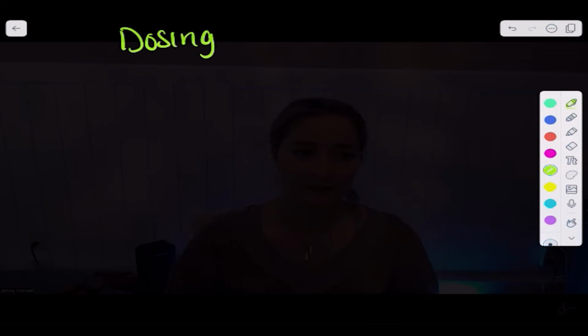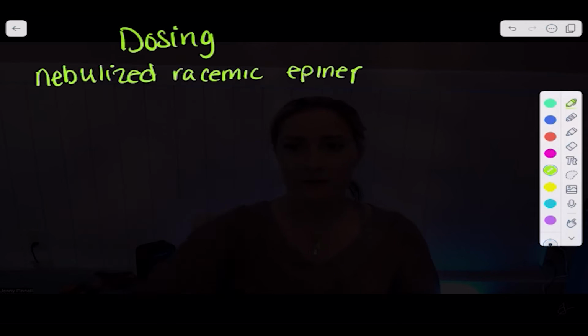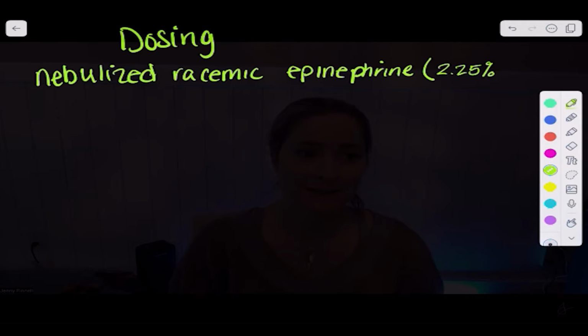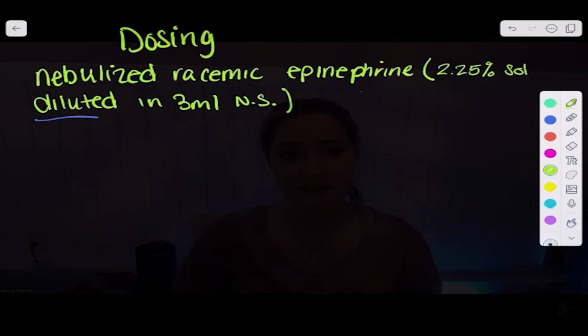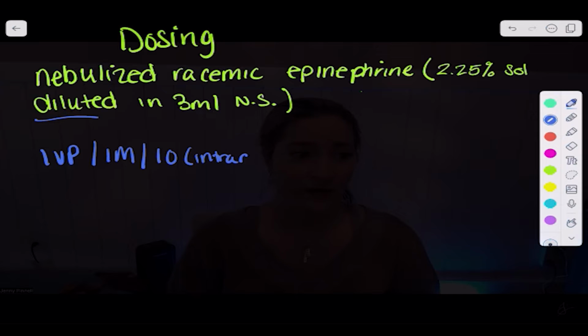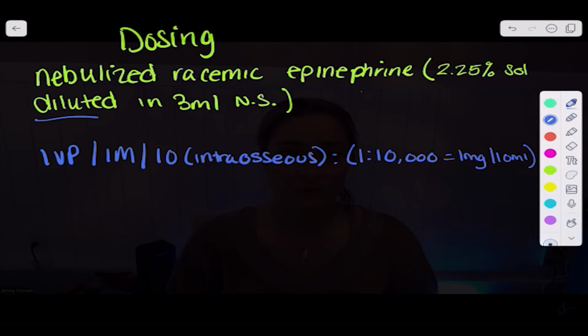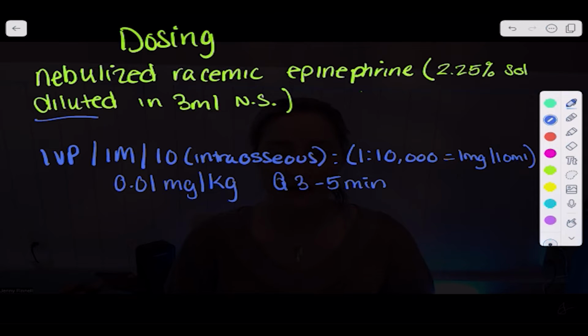All right, now into dosing. When you dose epinephrine, there are different modalities that you will be giving epinephrine. One is through a nebulized racemic epinephrine treatment. This comes in a 2.25% solution, which is diluted in 3 ml normal saline. You, again, can give this drug IV push, IM, or IO, which stands for interosseous. You typically see a 1 to 10,000 concentration, which is 1 milligram in 10 mLs. You give this drug at 0.01 milligram per kilo every 3 to 5 minutes.